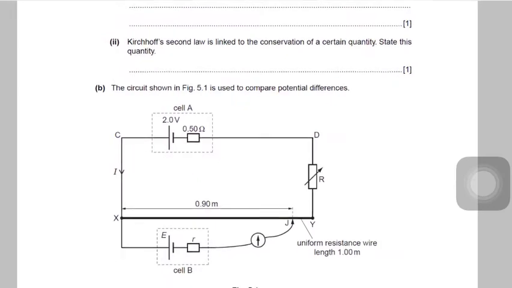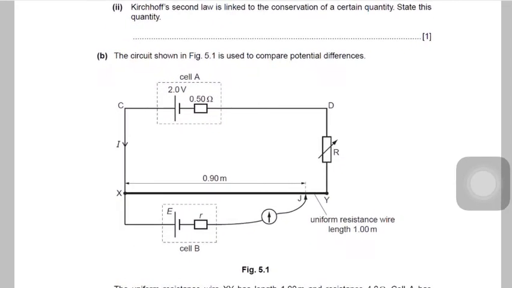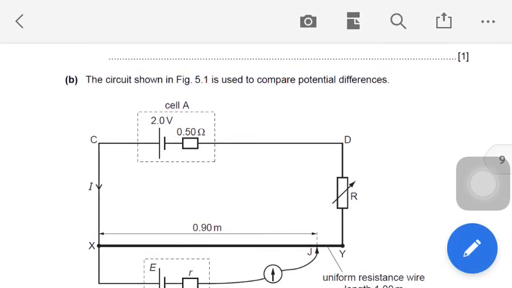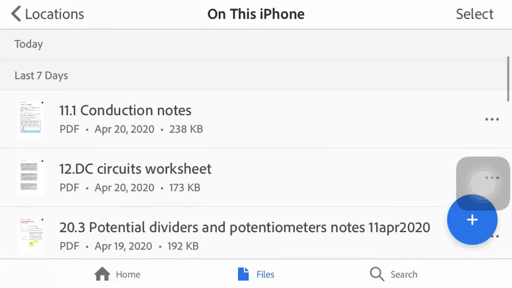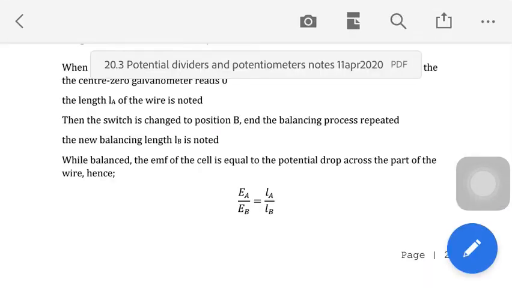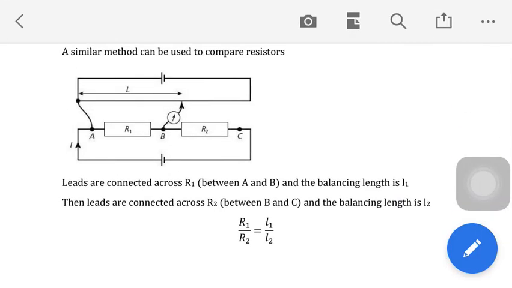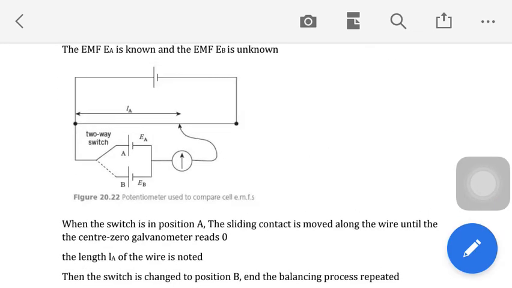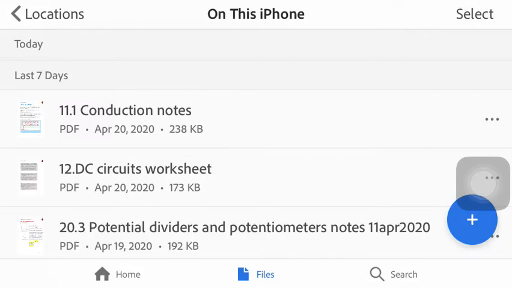The B part is a question on potentiometer about balancing and finding the EMF of a cell that is unknown. So we have seen the theory of this question. If you are not sure, potentiometers has quite a large theory. So this is the scenario. So go and check notes, page 2.